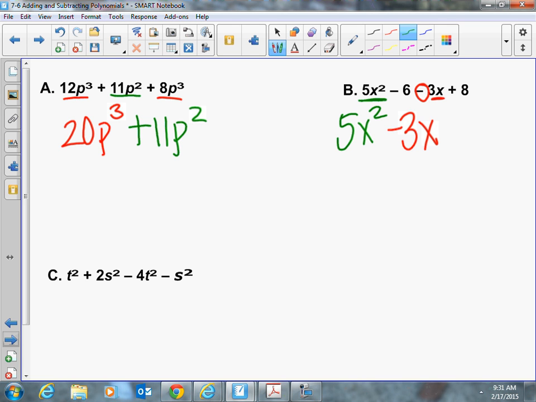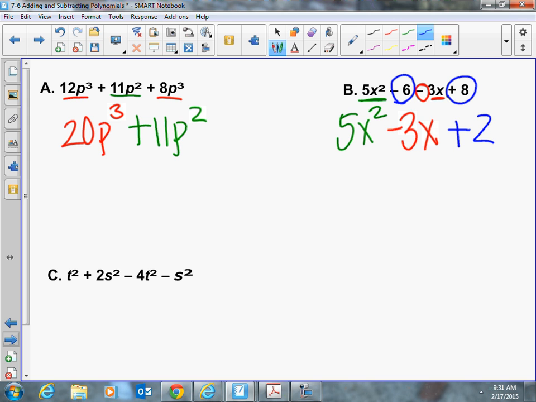Now, lastly, after an x to the first power, there's no other x that I would have, so I'm now looking for my constant. Remember, a constant is a value that does not change, so it's not going to have a variable attached to it. So when I'm looking for my constants, I see a negative 6 and a positive 8. When I combine those two things together, I get positive 2.